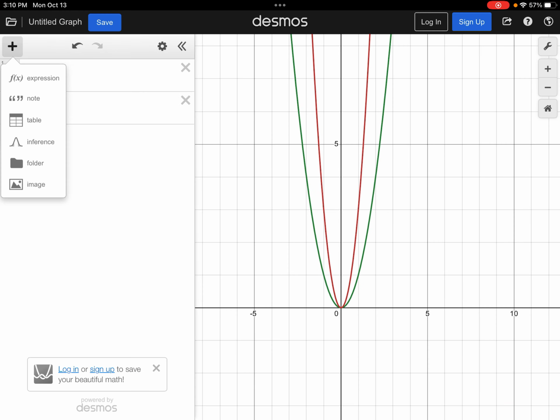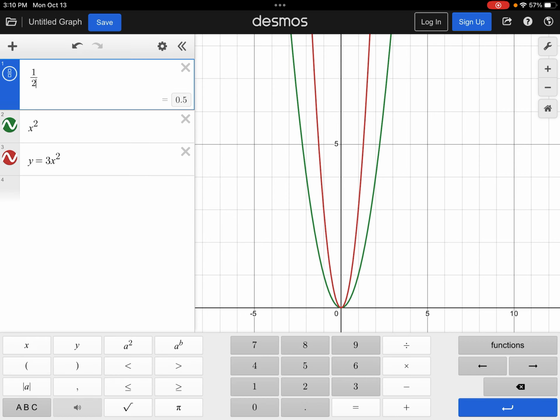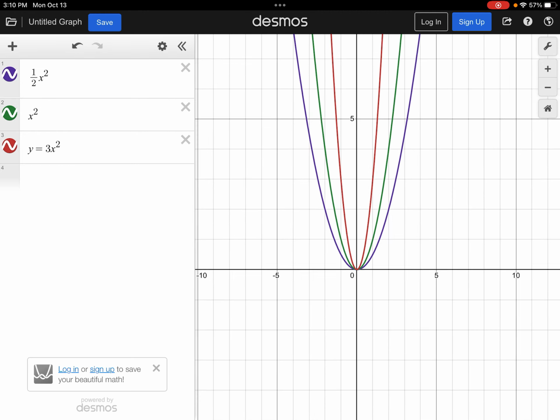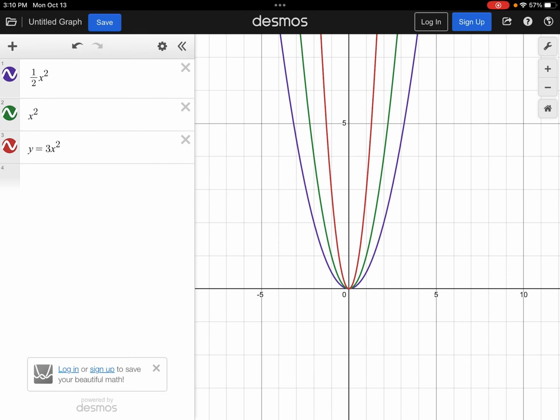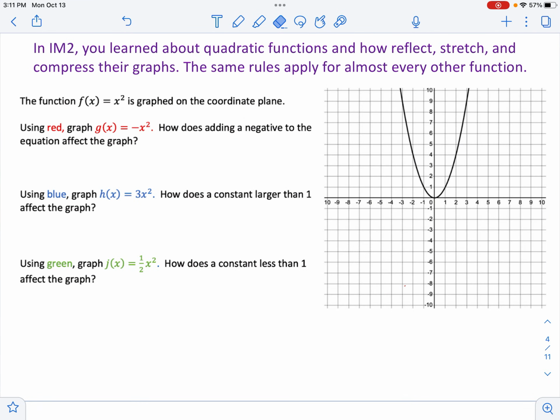All right, so let's just add another one here. Let's put 1/2 x squared. Okay, you can see that it widens it. The one in purple there is a little bit wider. And so that's called a vertical compression. And when you press down on it vertically, it gets wider.